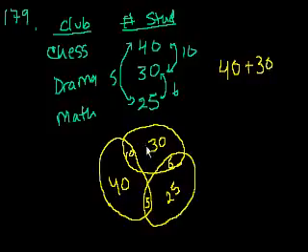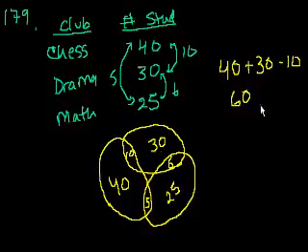If we add the 40 plus the 30, we're double counting this 10 that's in both clubs. So we subtract one of them. This number right here is the number of students in the chess and drama clubs, right? So that is 40 plus 30 minus 10, that's 60 students. So 60 students in chess and drama.